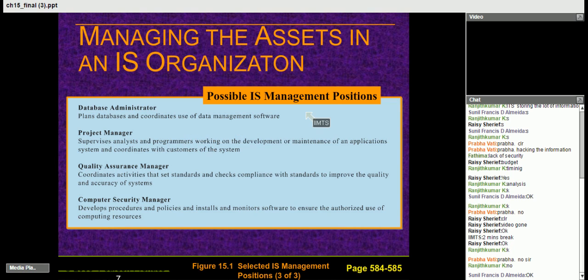Then project manager supervises analysts and programmers working on the development or maintenance of an application system and coordinates with customers of the system. Quality assurance manager coordinates activities that set standards and checks compliance with standards to improve the quality and accuracy of systems. Fourth, computer security manager develops procedures and policies and installs monitor software to ensure the authorized use of computing resources.